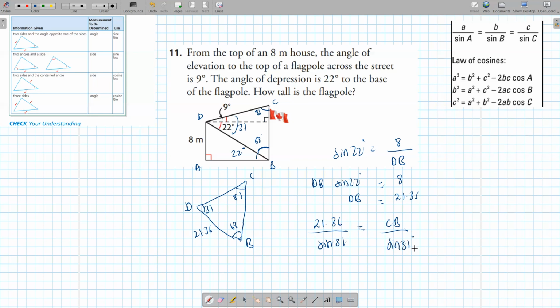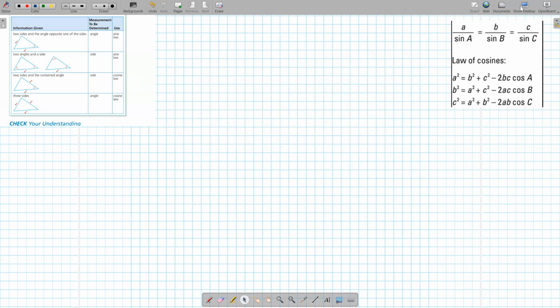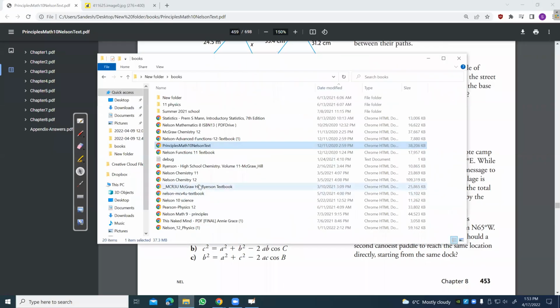And what do we do on both sides to find the final answer? You multiply by sine 31? Correct. And that will give you the final answer, okay? So the approach here was to find the hypotenuse. Whenever there's multiple triangles, you want to attack the one side that both of them have in common.